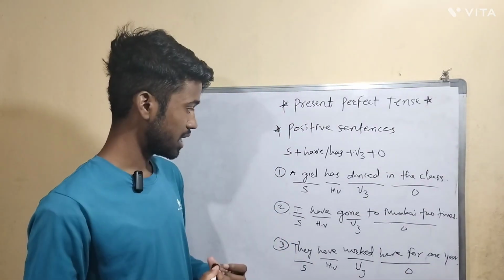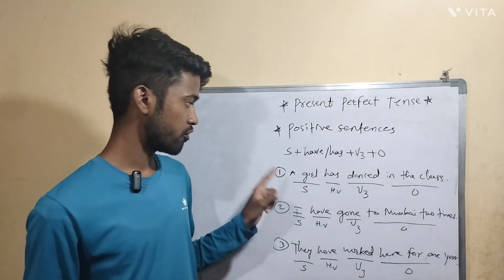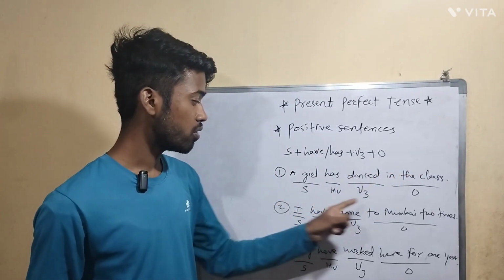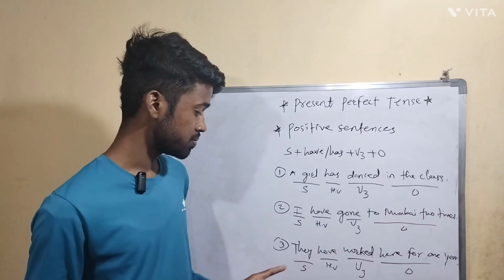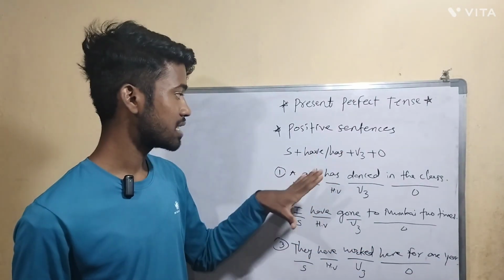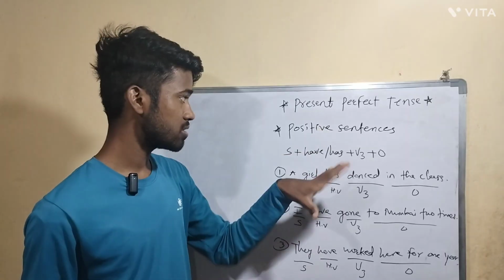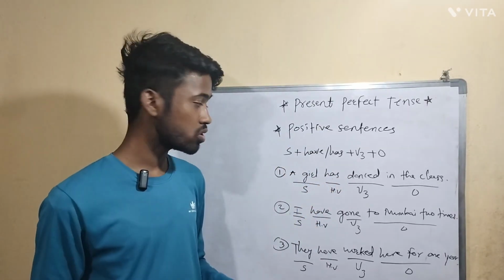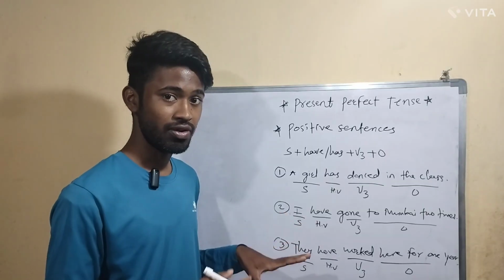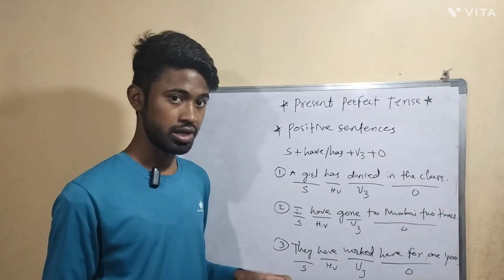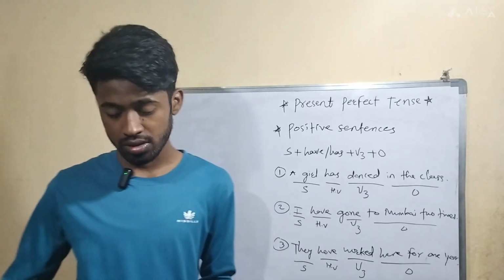So how many examples have we seen? Three examples. What is the first one? A girl has danced in the class. I have gone to Mumbai 2 times. They have worked here for 1 year. So these are examples of present perfect tense for positive sentences. First you should know the structure, what structure it is following, right? After that, if you understood this example, it's good. Let's see 2 more examples.